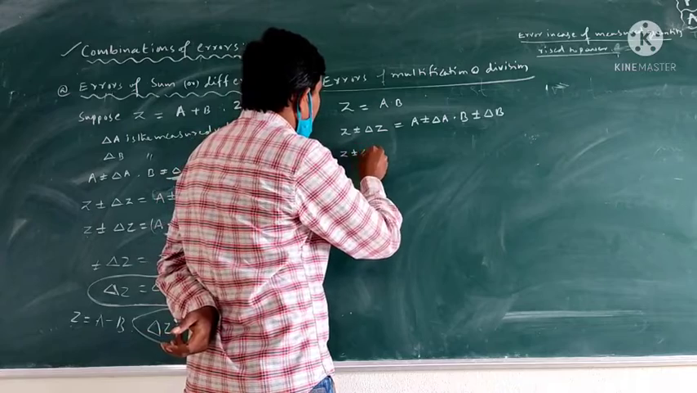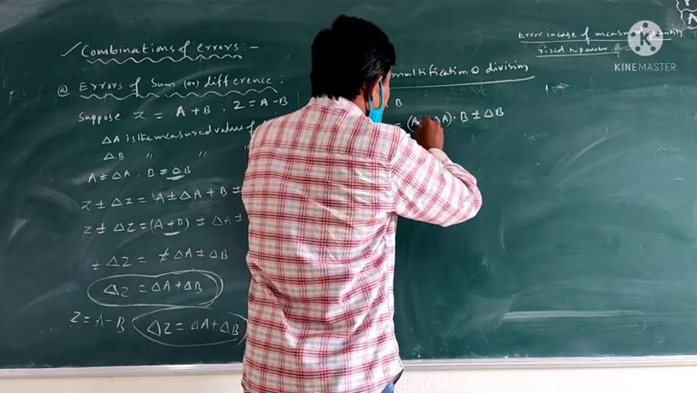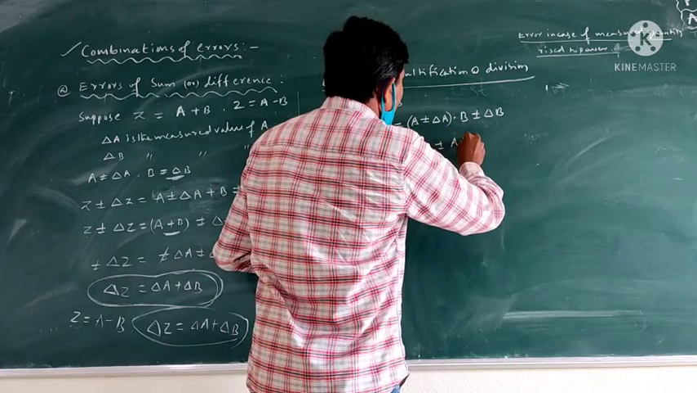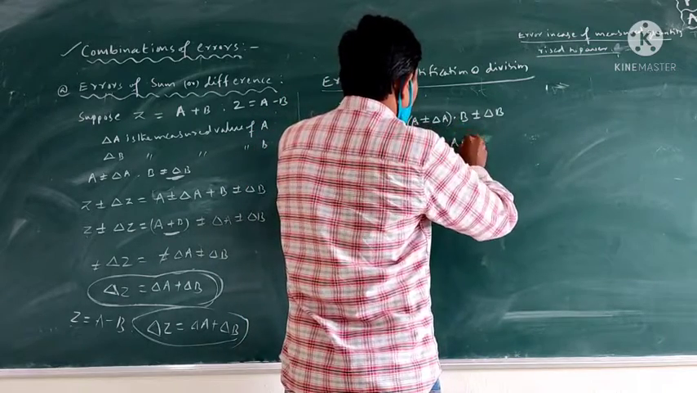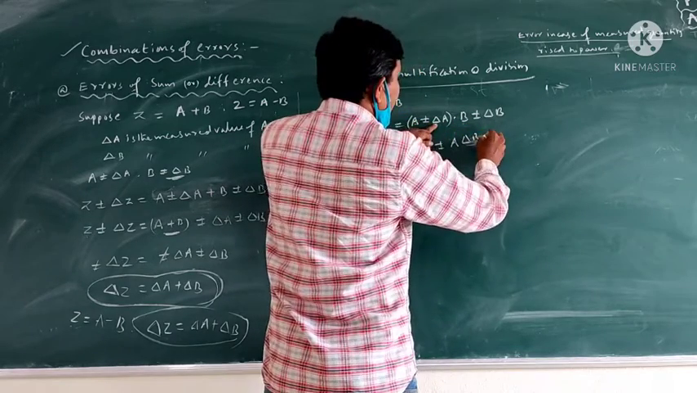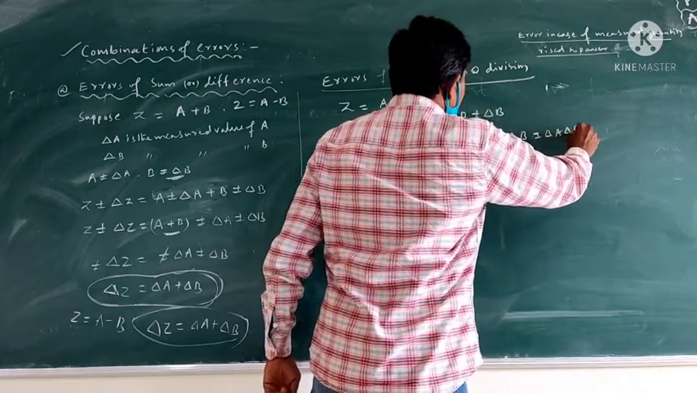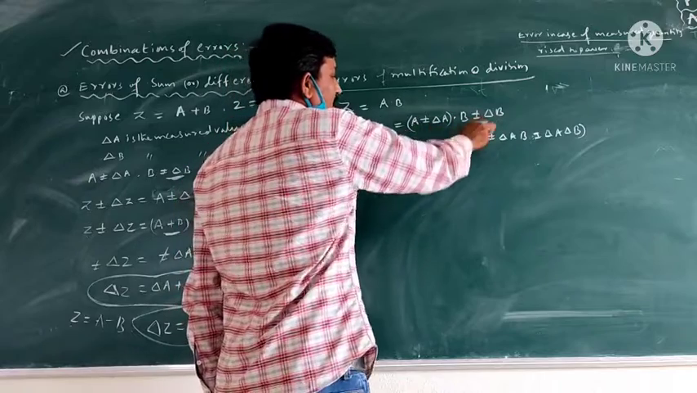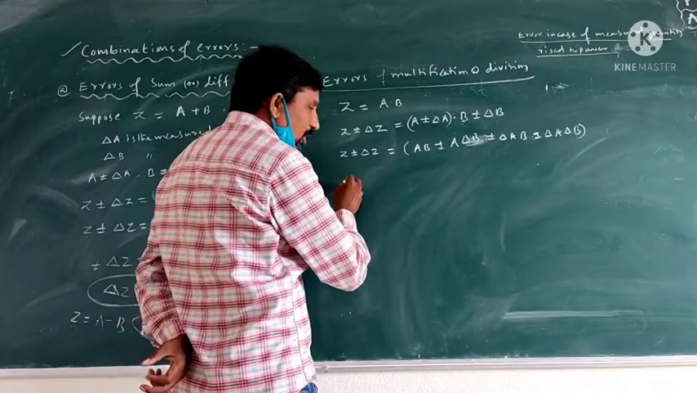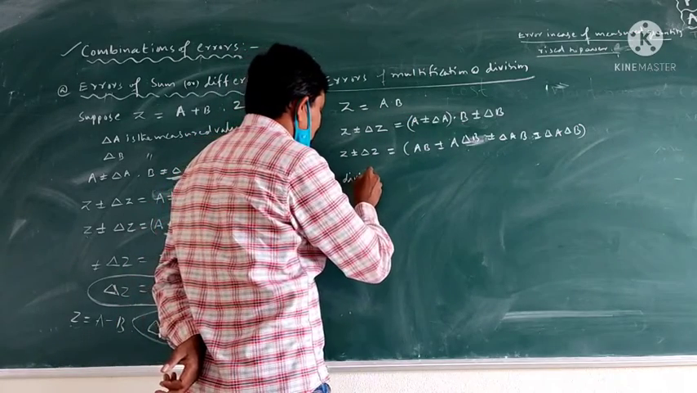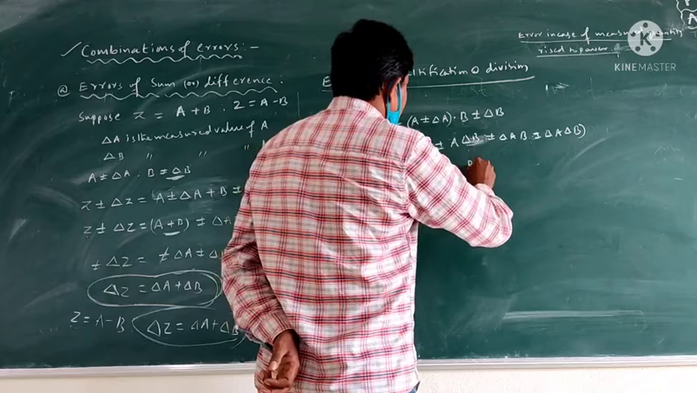So Z plus or minus delta Z is equal to A plus or minus delta A, multiplied with B plus or minus delta B. Here we are multiplying A into B, A into plus or minus delta B, delta A into B, and delta A into delta B. So the above equation, dividing LHS with Z and RHS with AB.